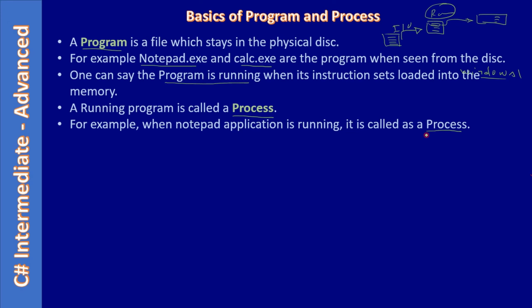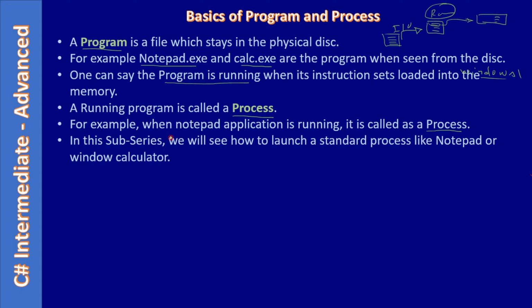In this sub-series, we will see how to launch a standard process like a notepad or calculator from your C# application code. So the C# exe which you create is also called a process. That means a C# application process is launching some other process like a notepad and calculator. We call that a standard process as it ships with the operating system.